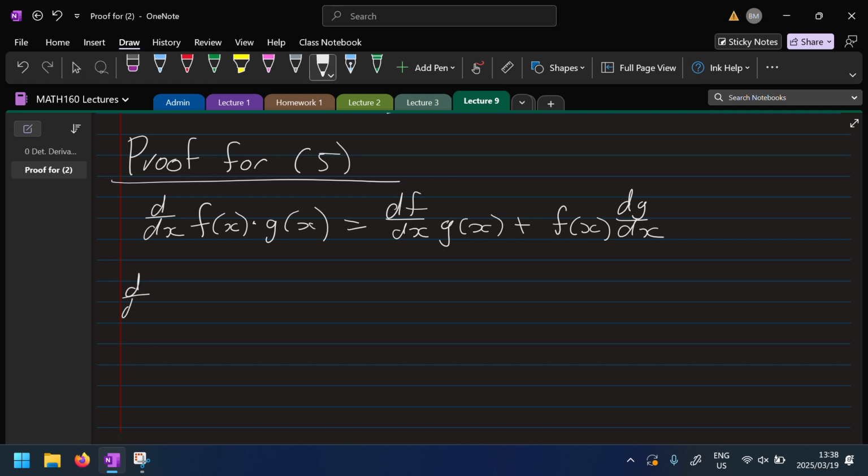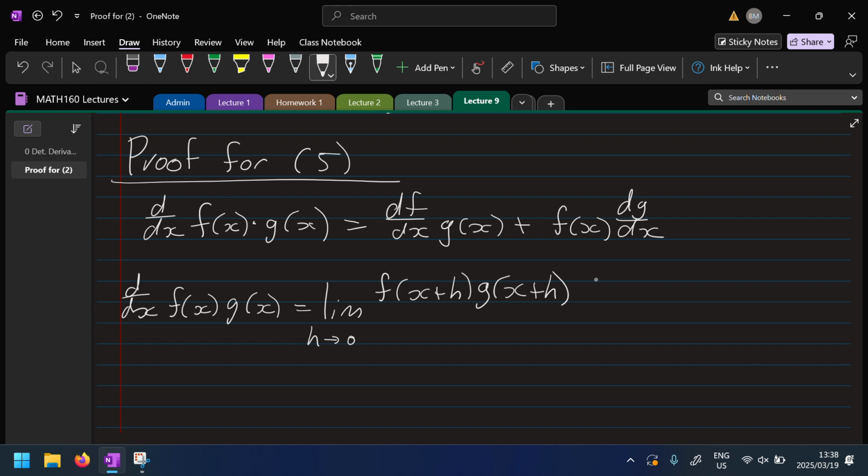So the derivative of the product is equal to the limit as h goes to 0. We want whatever this is evaluated at x plus h. So that will be f(x+h) g(x+h). So for the first term, it's always whatever you got there at x plus h minus the original. So minus f(x) g(x), all over h. Okay, so that's our starting point.